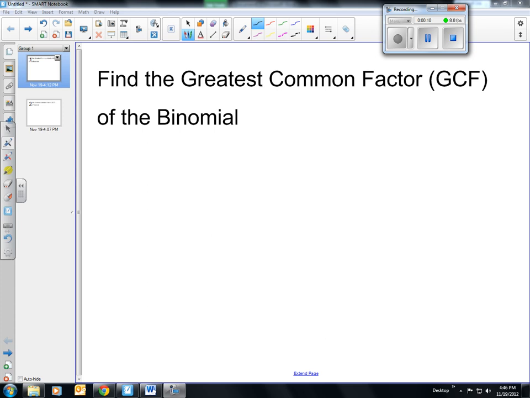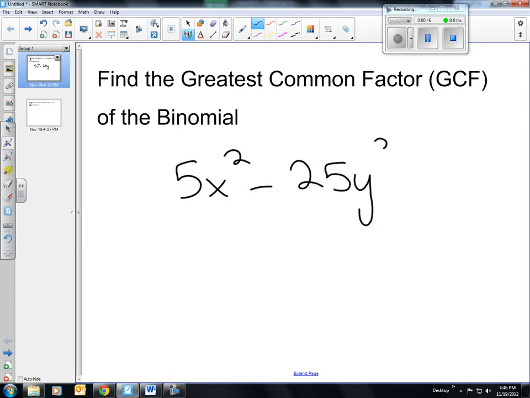Today we're going to be talking about finding the GCF, or the greatest common factor of polynomials. So let's start here with a binomial, 5x squared minus 25y cubed. Here we have two monomials, a monomial here and a monomial here, and that's what creates the binomial.